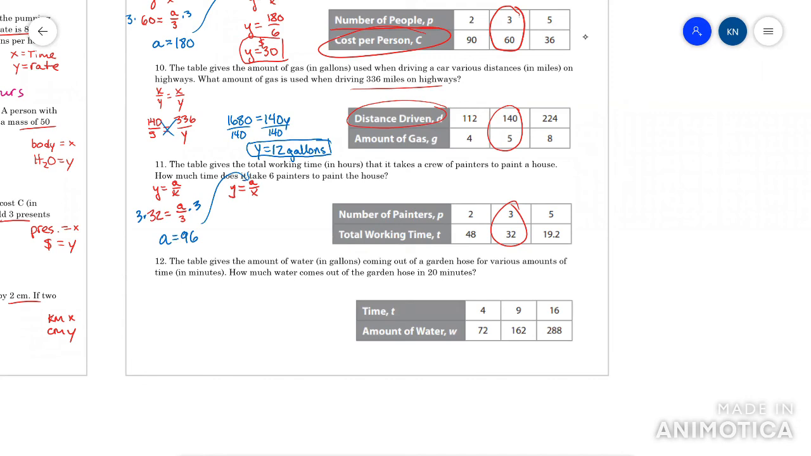And it goes straight into my second equation, as well as whatever else they tell us. So they tell us 6 painters. Well, painters is X. So it'd be like Y equals 96 over 6, which is 16. And that's total working time in hours. So that's 16 hours.